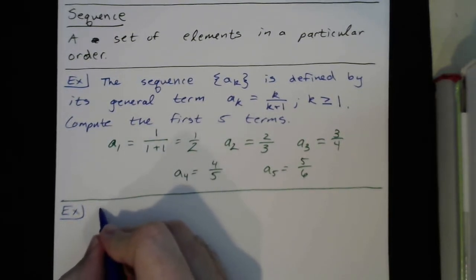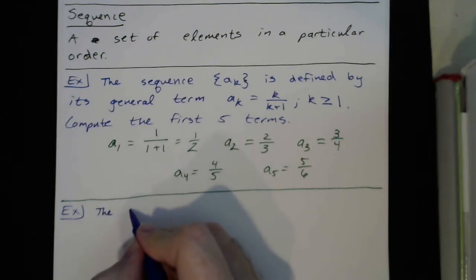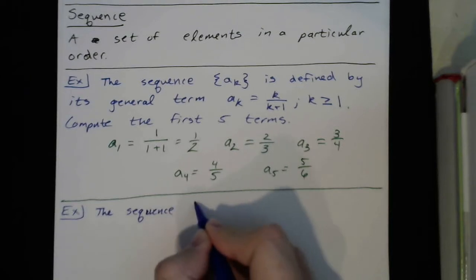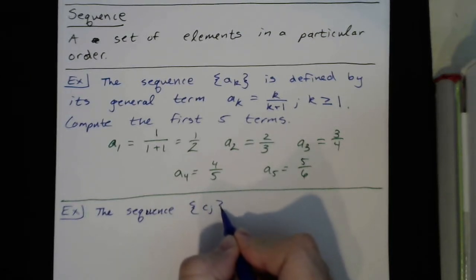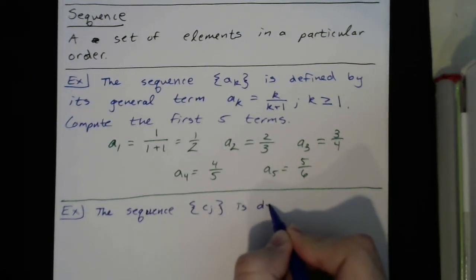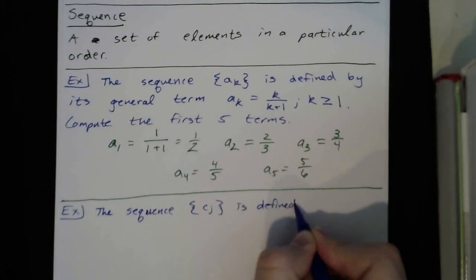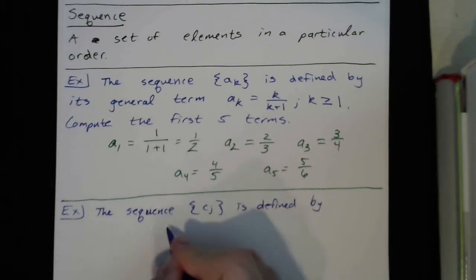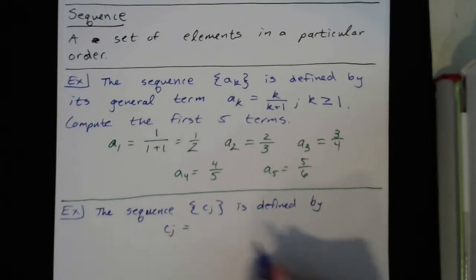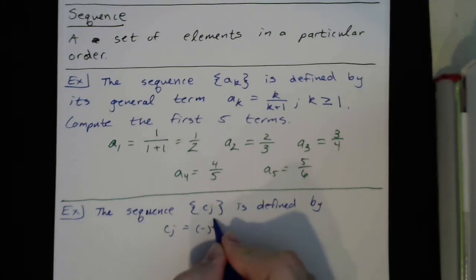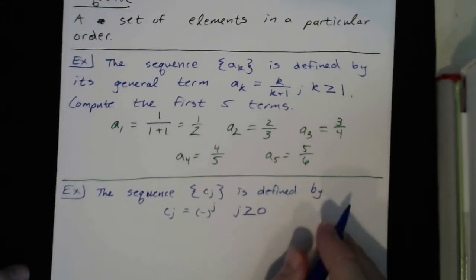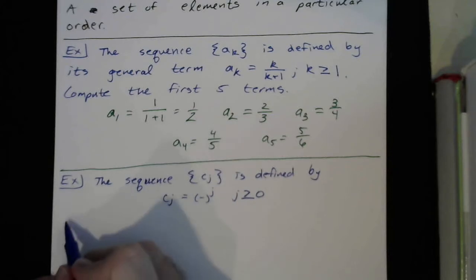is the sequence c sub j, defined by its general term, c sub j equals (-1) to the j, for j greater than or equal to 0. And again, I want you to find the first 5 terms.